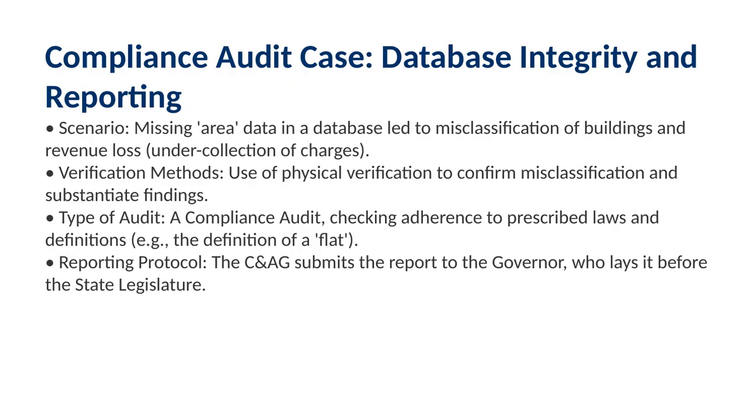Finally, let's look at the case involving the state government department and the definition of a flat. The C and AG noticed that the database lacked a column for the area of the building, leading to incorrect classifications and undercollection of water charges. The audit team performed physical verification to prove that buildings were incorrectly classified. This is a clear example of a compliance audit, as it checks whether the department is adhering to the prescribed law and criteria for defining a flat.